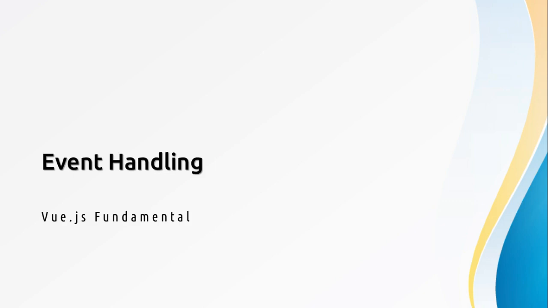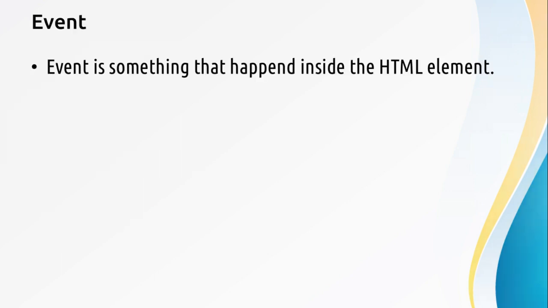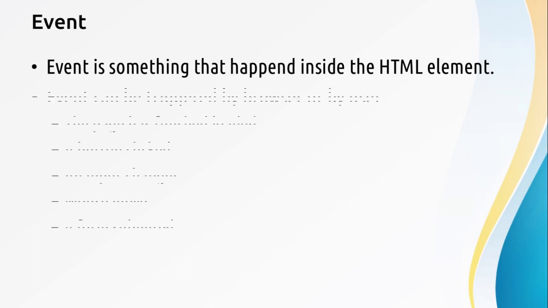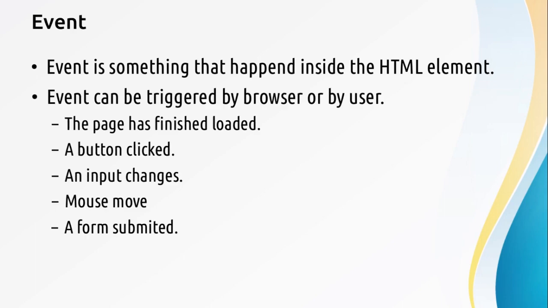In this lesson, we'll learn about event handling in Vue.js. Actually, we have used event handling in the previous lesson, but this time we'll discuss it in more depth. So an event is something that happens inside an HTML element. It can be triggered by the browser or by the user.